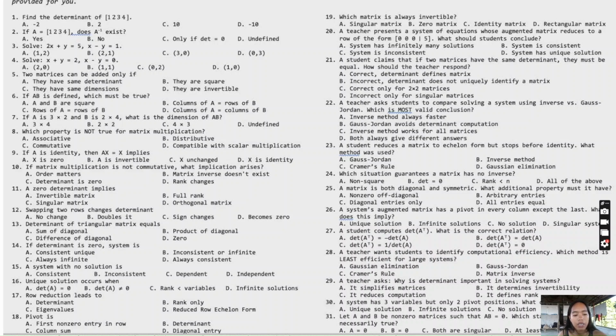Why is it inconsistent? Since we end up with a false statement. The row 0, 0, 0, 5 means x is 0, y is 0, z is 0, and that would be equal to 5. But 0 is not equal to 5. So that is false. 0 cannot be equal to 5. That is the false statement. So it means the system has no solution, and when a system has no solution, we call it inconsistent. So the answer would be letter C.